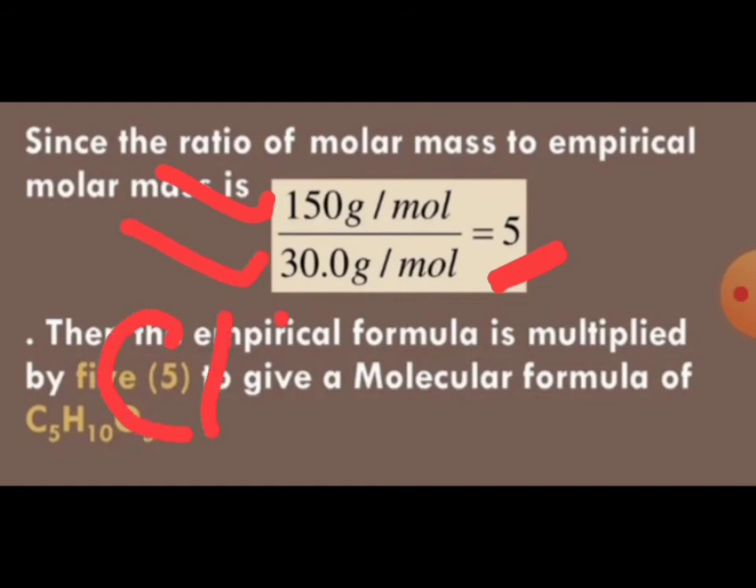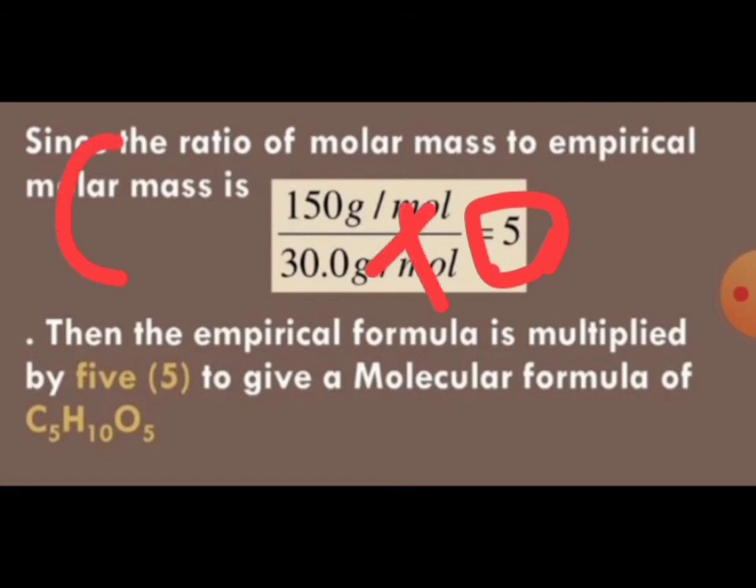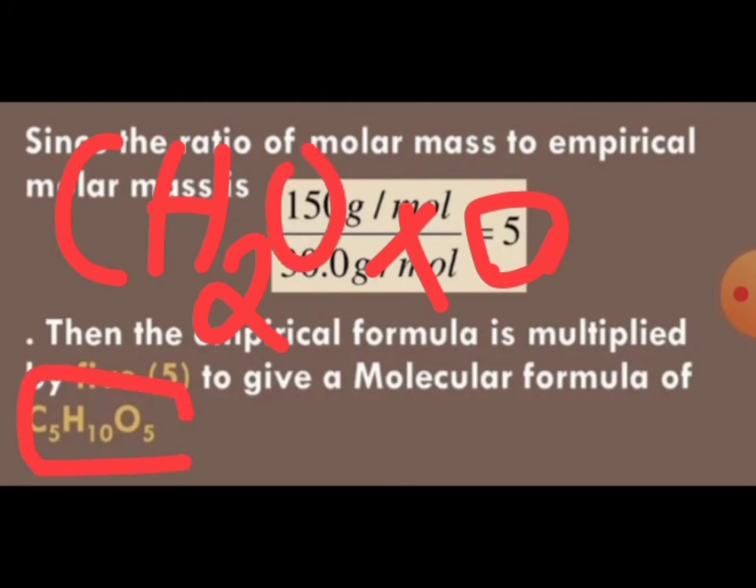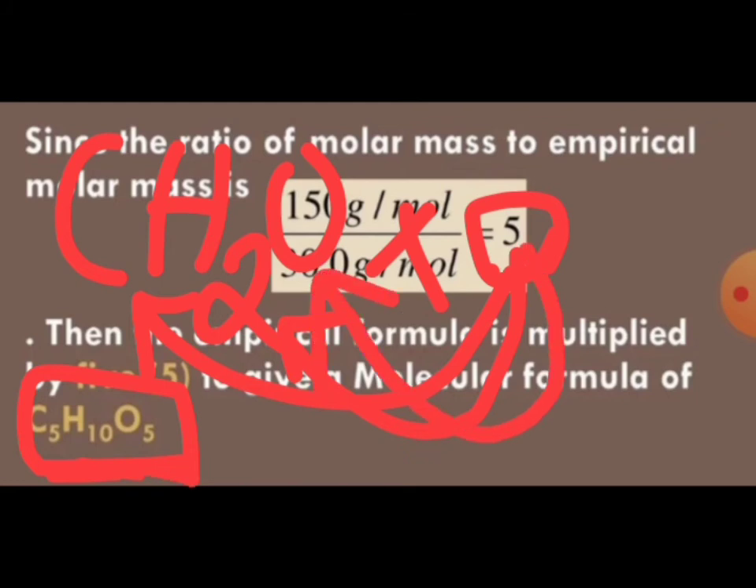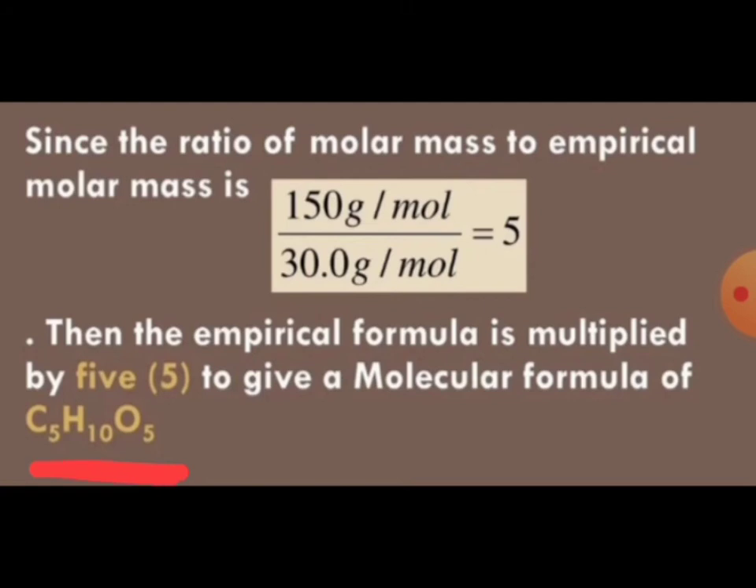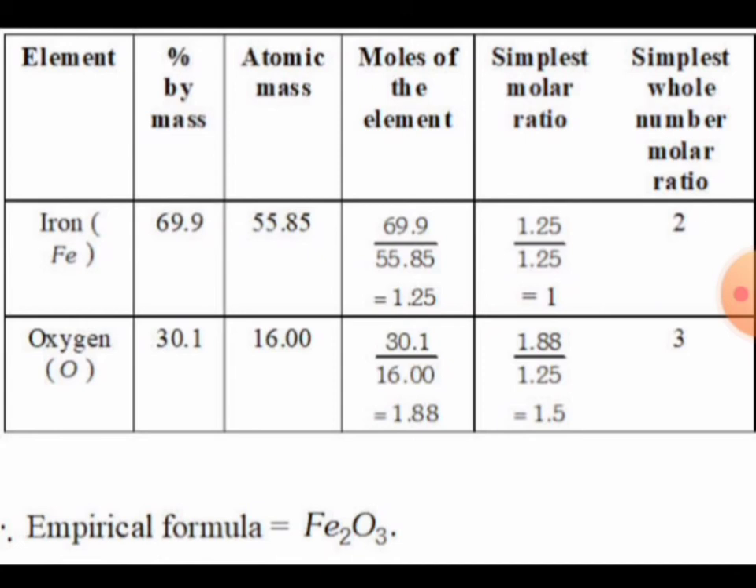Empirical formula what children? CH2O. So when we do this division, we got the n value 5. So now this 5 we have to multiply with the empirical formula. Empirical formula what? CH2O. So then we will get the molecular formula C times 5, C5, H2 times 5, H10, O times 5, O5. So molecular formula is C5H10O5.